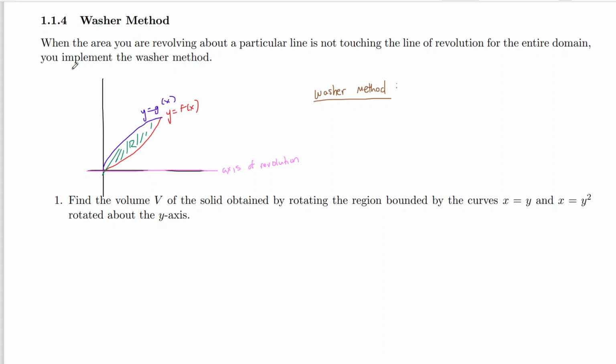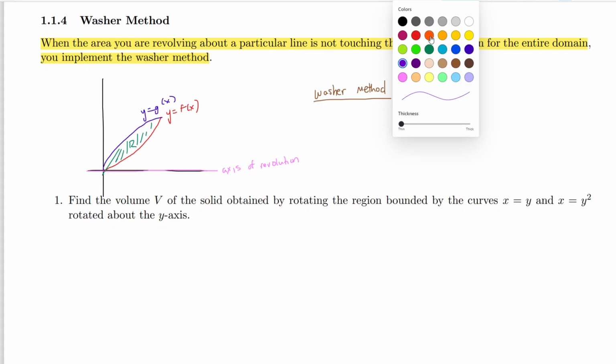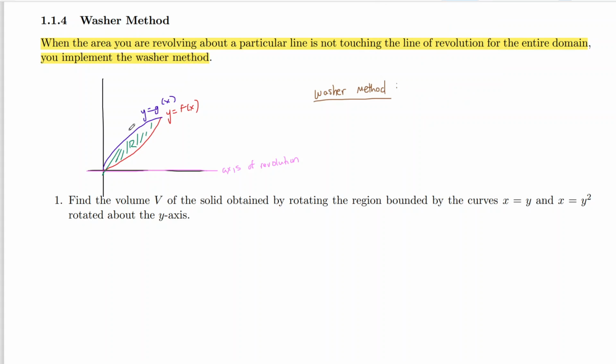Well, if that doesn't happen, like this picture here, you implement what is called the washer method. So when the area you are revolving around a particular line is not touching the line of revolution for the entire domain, so that's very important, you implement the washer method. And so this one here, I have a little section here. It looks sort of like a little ellipse or something.